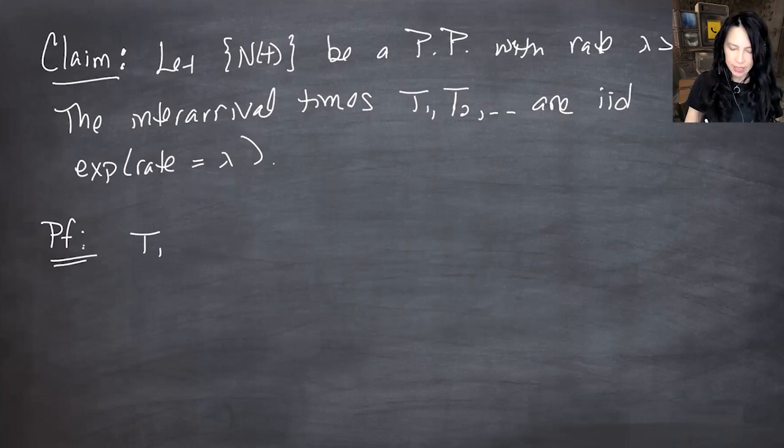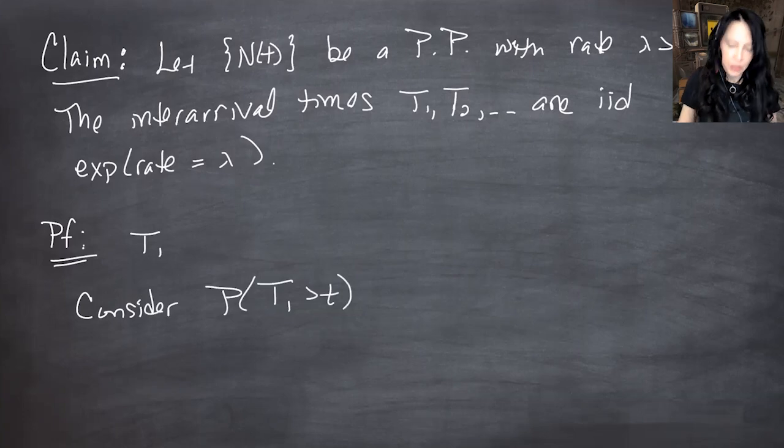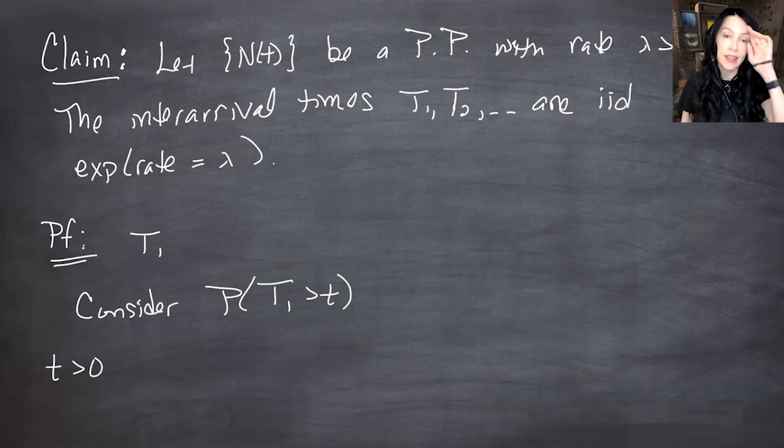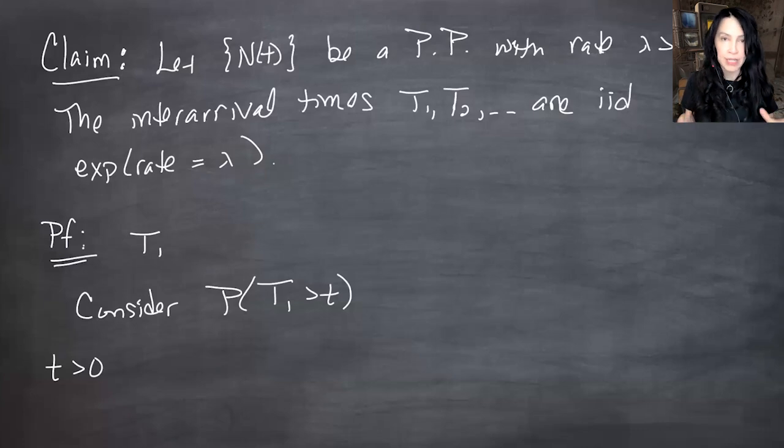So let's consider the probability that T1 is greater than some t, where t is just a real number greater than 0. I want to start with a Poisson process, and I want to show that this is like the tail probability for an exponential random variable with rate lambda. And so all I know is that I have a Poisson process. And the game to play is going to be to rewrite this in terms of the N(t).